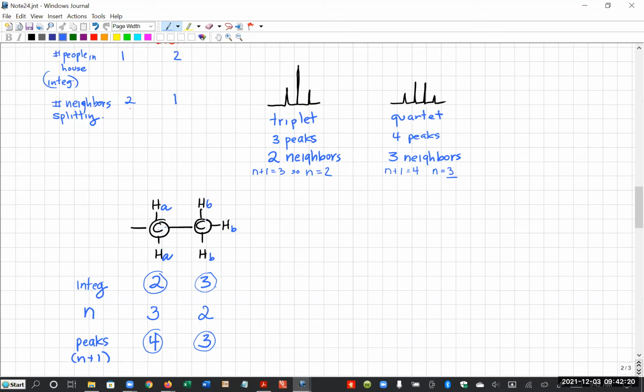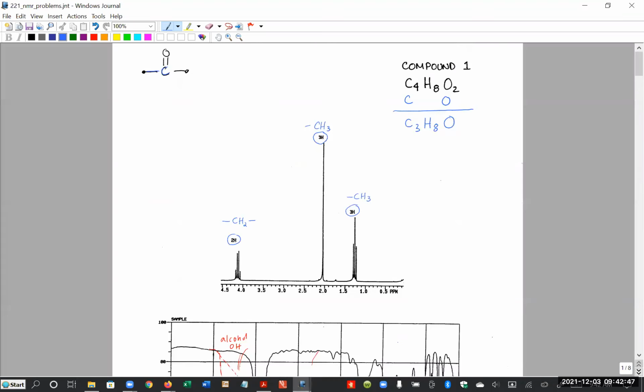Overall, if we look at this, this is an ethyl structure. It's an ethyl group. So an ethyl group has a really common pattern in the NMR. There will be a CH2 with 4 peaks, and then there will be a CH3 with 3 peaks. Let's go look at our NMR spectrum.